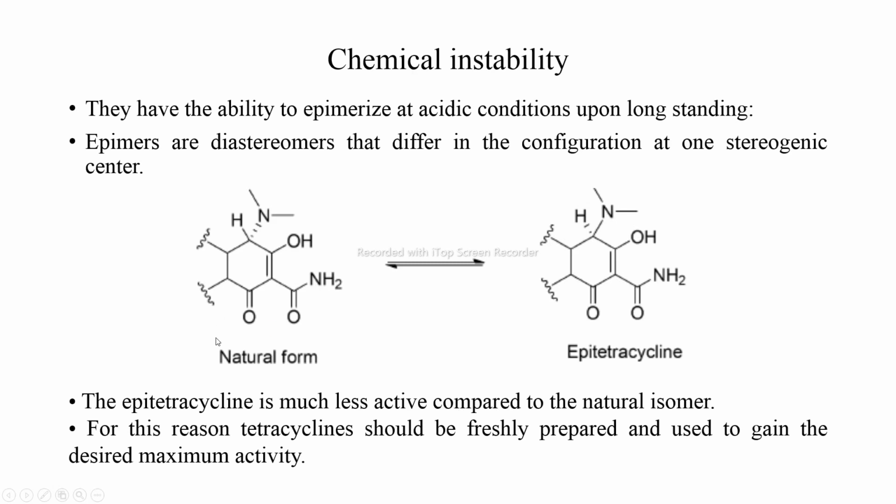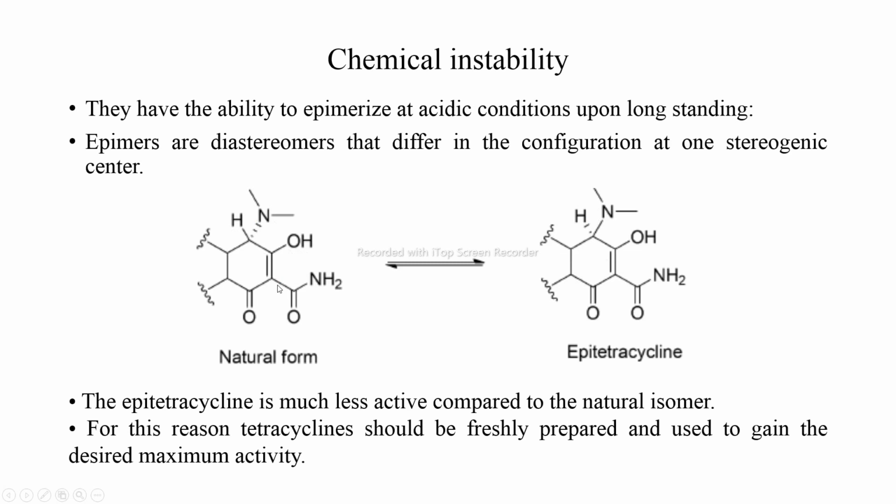So if you check the structure, this is the natural form and this is the epimeric form. They have taken only one ring. Actually, tetracycline contains four fused rings, right? But over here they show only one ring. So its epimer is formed in acidic conditions upon standing. The epimer is changed only at one center. So over here the change is observed between these two structures, right?